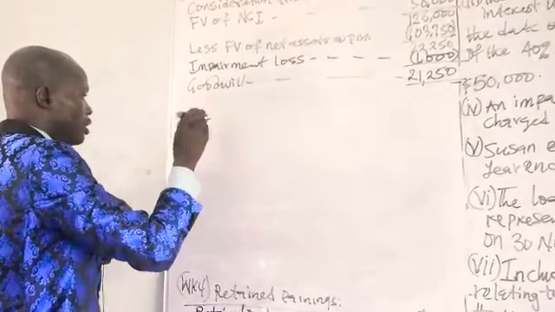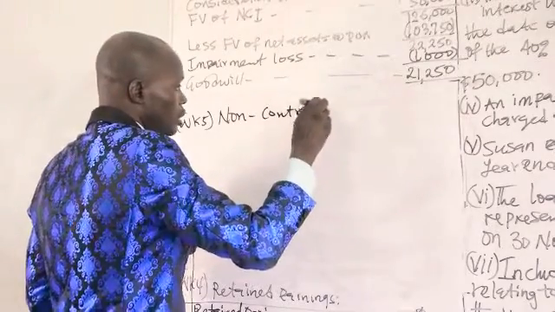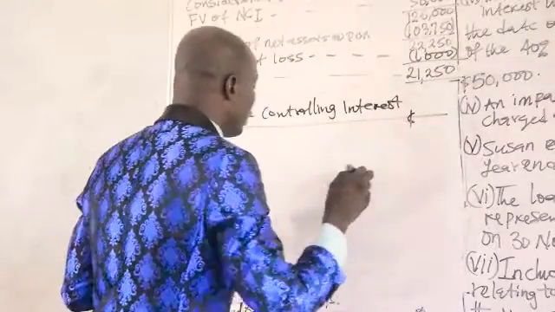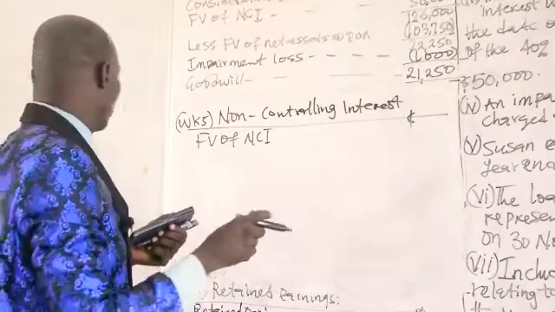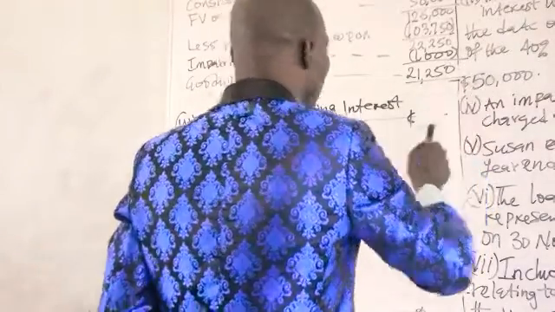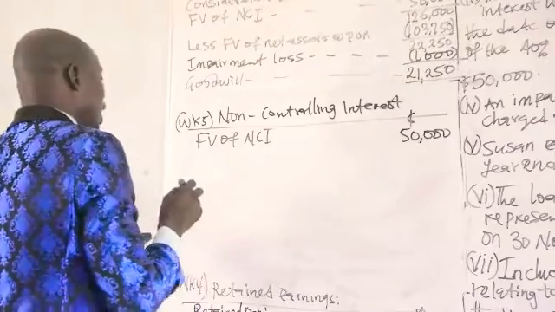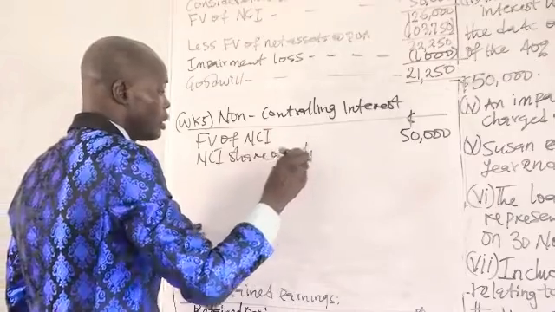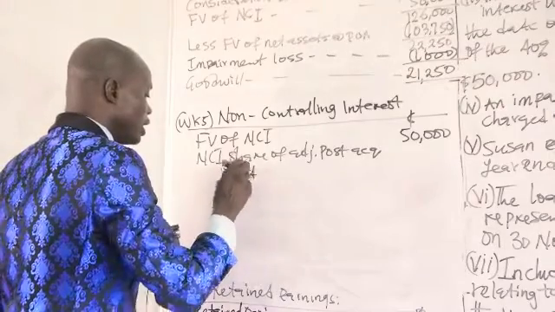Working 5. So we want to determine non-controlling interest. You start with the fair value of non-controlling interest at the date of acquisition, which is given to be 50,000. Then you have the NCI share of adjusted post-acquisition profit or retained earnings of Suzanne.